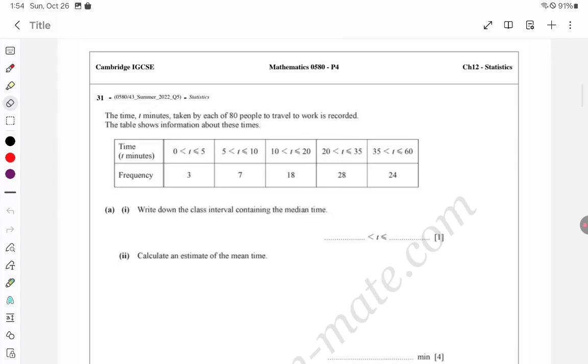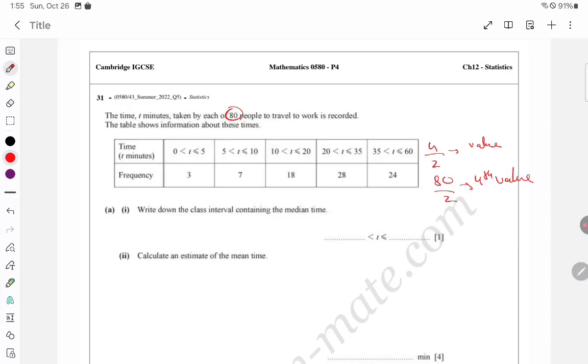So in question 31, the time T minutes taken by each of 80 people to travel to work is recorded. The table shows information about these times. In part 1, write down the class interval containing the median time. For the interval of the median, simply take the total number divided by 2 and we will get the value. For that, total is 80 divided by 2, it will give you the 40th value.